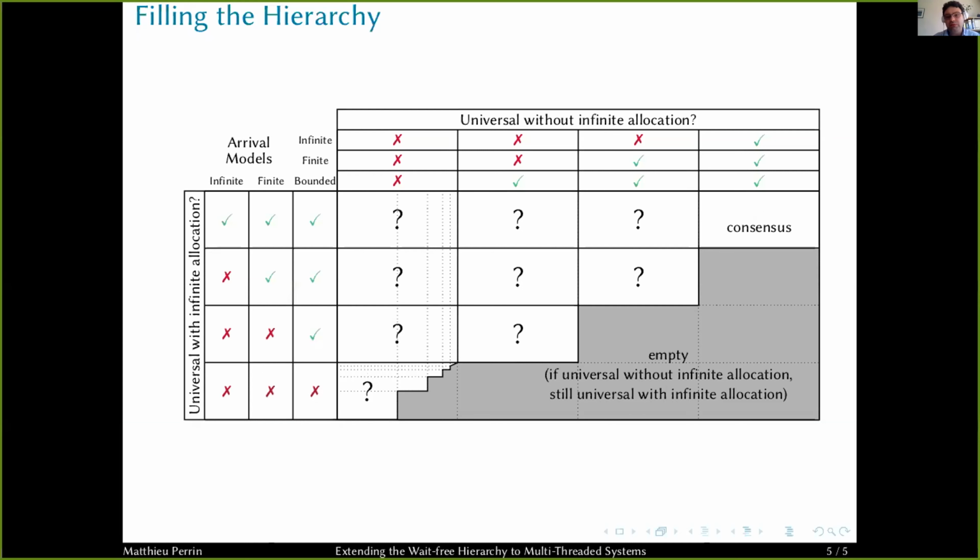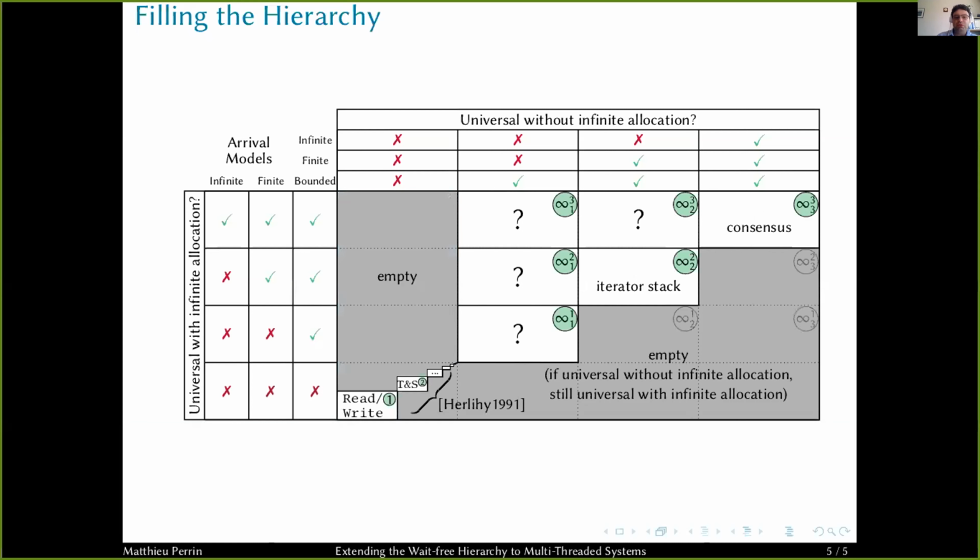We proved last year at DISC that consensus is indeed still universal in multi-threaded systems. And we can also place the iterator stack as an object that is universal in M2, but not in M3. Objects with a finite consensus number lie in the leftmost column. So an important result of ours is that in models M1N and M1, it is actually not important to have infinite memory allocation when we consider universality. And that means our hierarchy coincides with the wait-free hierarchy for objects with a finite consensus number.